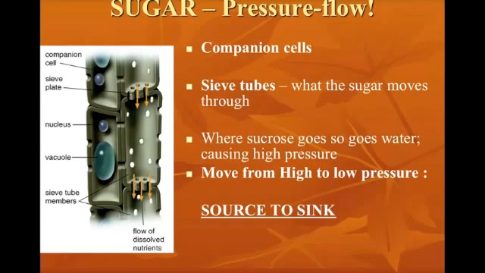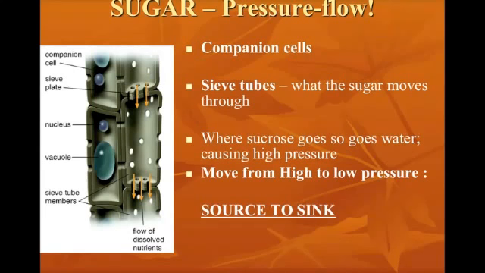Sugar is moved through pressure flow through the phloem tissue, and there are two different cells in the phloem as well. You have companion cells and the sieve tubes. If you remember sieves, and if you ever go to a hockey game and they yell at the goalie, "sieve, sieve, sieve," it's basically something that has lots of holes in it.